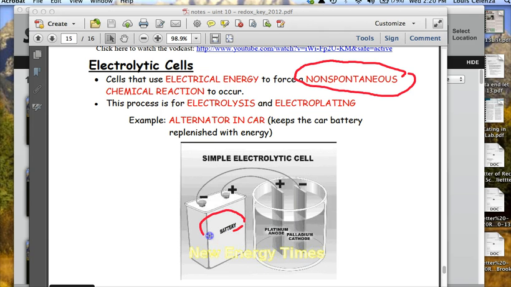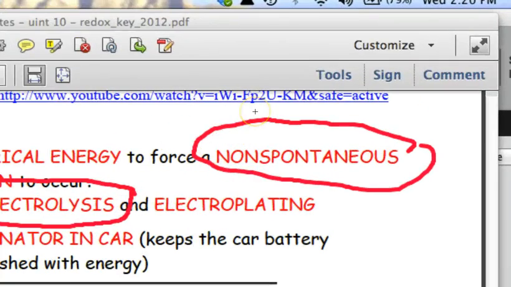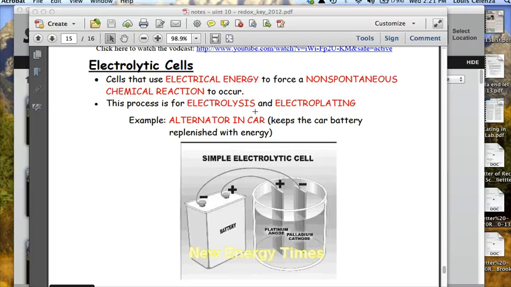Usually that is going to be a battery. So again, that's the process of how an alternator basically in a car works. It's used for two things. It's used for electrolysis, which is when you take a compound that normally will not break apart on its own and you apply an electric current to it. It also is used in another type of electrolysis reaction, which is called electroplating.